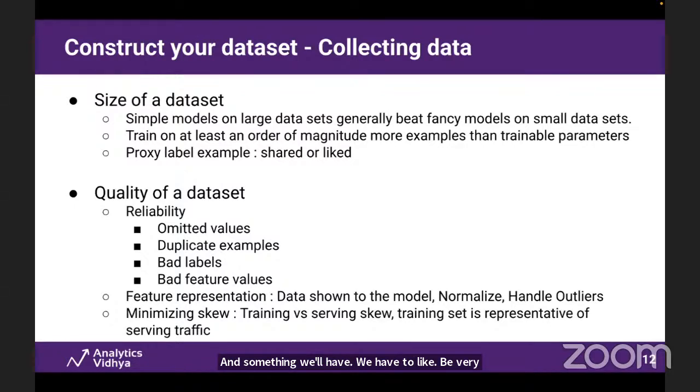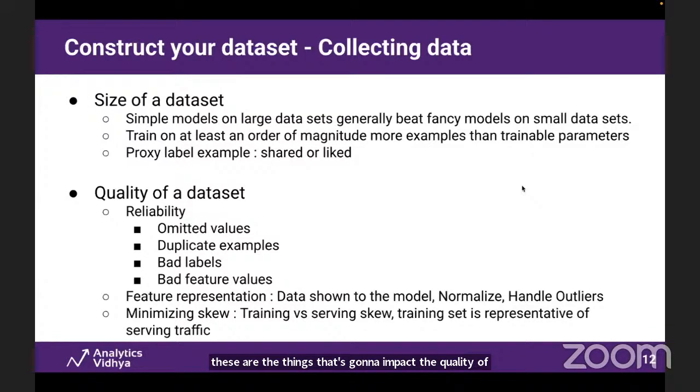Another thing is whether you're going to get good results on training versus your prediction, and whether it's going to cause skews or not. Whether you have good feature representation, that means the data that is shown to the model, does that represent all the features? Is that normalized? Are we handling the outliers or are we not handling the outliers? Those are the things we also need to consider. And as I said, training versus serving skew matters too, because these are the things that are going to impact the quality of the data you're collecting for the model.